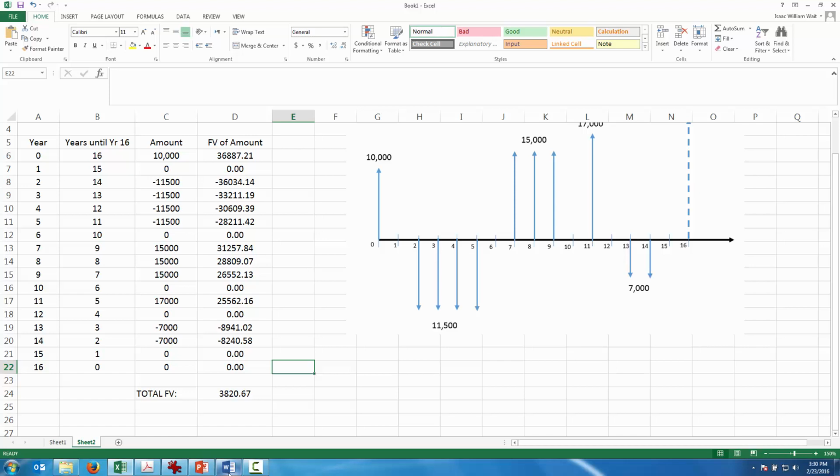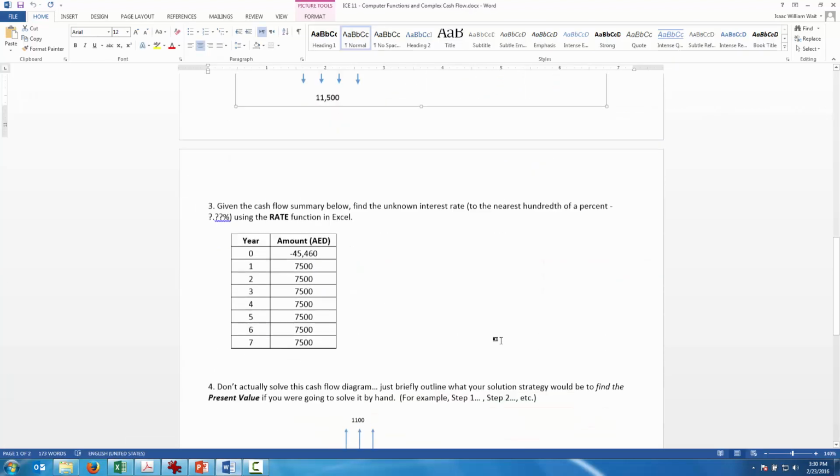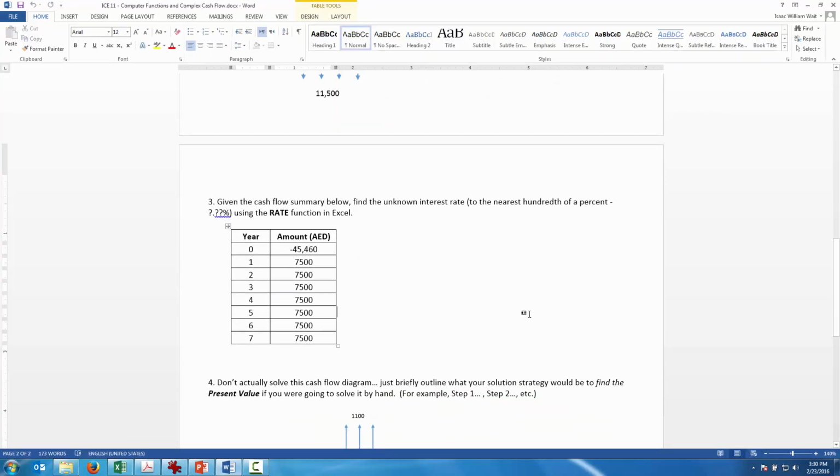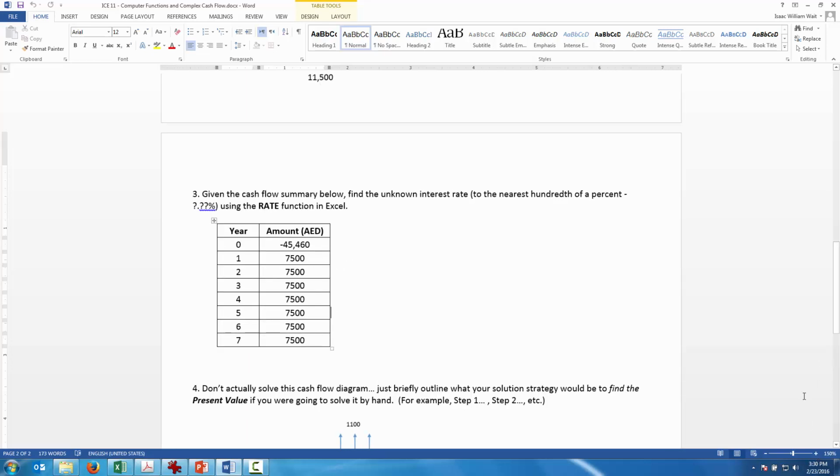All right, let's look at another problem: how to calculate the rate. Here we've already got a cash flow table. We had a cash flow diagram and converted it into a cash flow table.